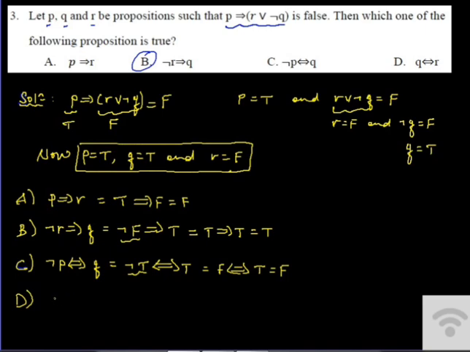Let's check for D. In D, Q bi-implies R. That means Q is true and R is false. Here this is false. So the only true compound proposition is the statement in B.